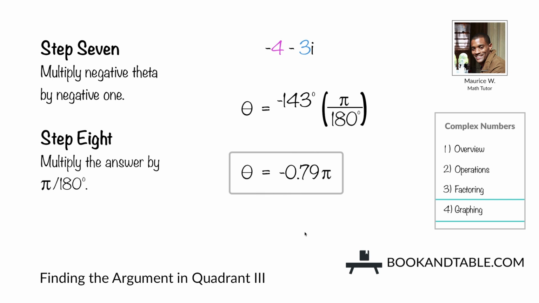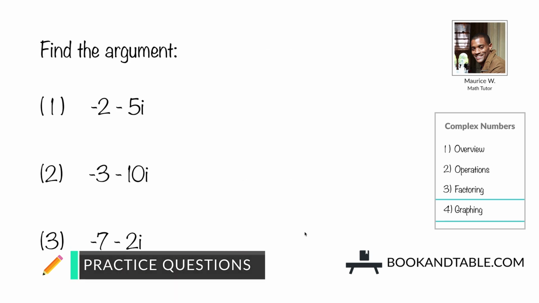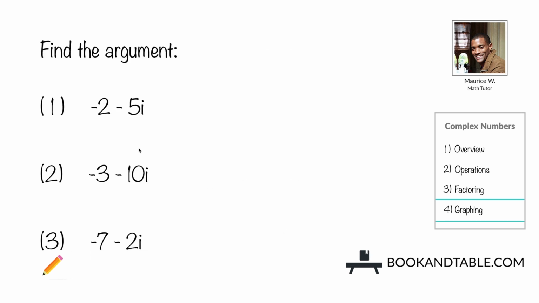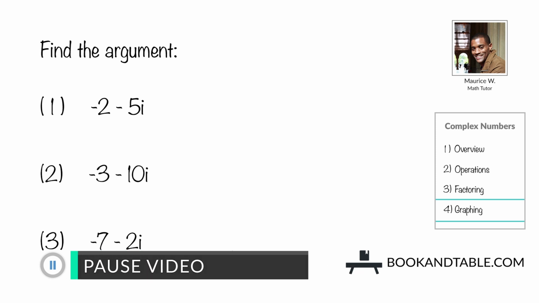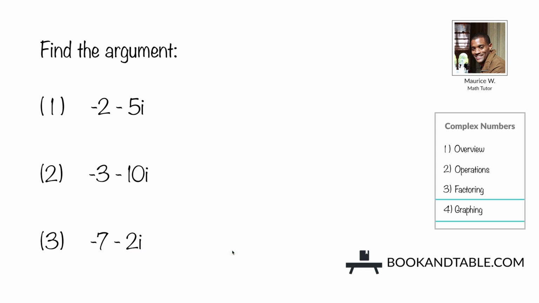So that is how you go about finding the argument in quadrant 3. Let's now have you try a few practice questions. Question number 1. Find the argument of negative 2 minus 5i. Question number 2, find the argument of negative 3 minus 10i. In question number 3, find the argument of negative 7 minus 2i. Pause the video, answer these questions, and then press play when you are ready to begin.